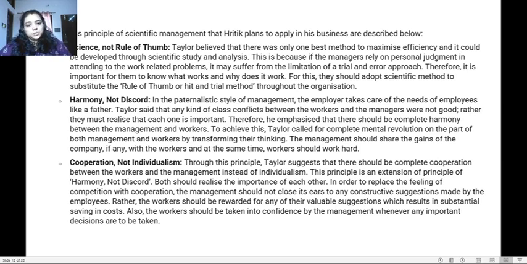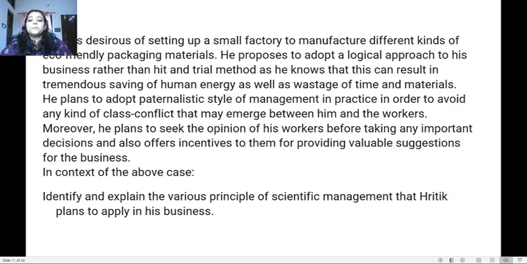Cooperation and not individualism. We can say that here cooperation and not individualism was being adopted by him. Why? Because he was saying that he plans to seek opinion of his workers. So opinion of the workers, maintaining team spirit, or we can say the consultation of the workers will make the employees or workers more loyal towards the organization. So this line says that he wants to maintain cooperation and not individualism in his organization, right?